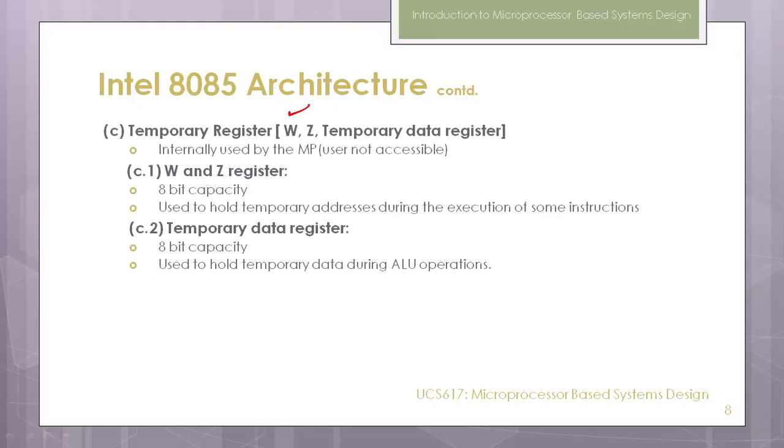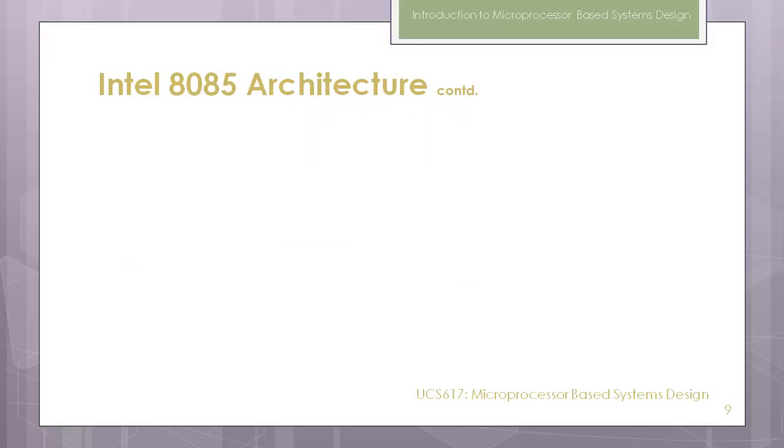Now what are temporary registers? W, Z and the temporary data register. These are used internally by the microprocessor, but are not accessible to the user. The W and Z registers are of 8-bit capacity and are used to hold temporary addresses during the execution of some instructions. Next is the temporary data register. It is of 8-bit capacity. It is used to hold temporary data during ALU operations.